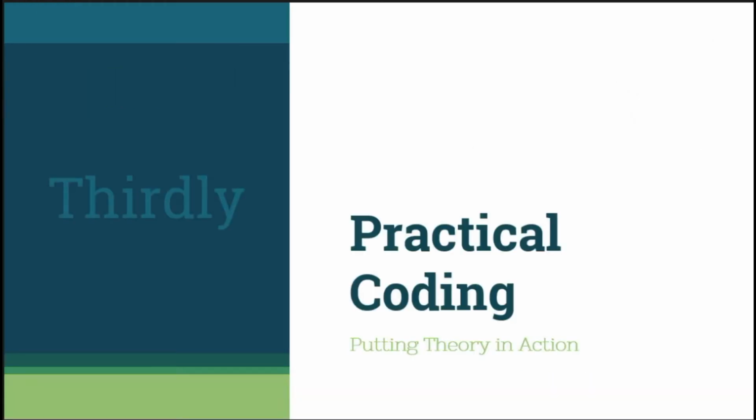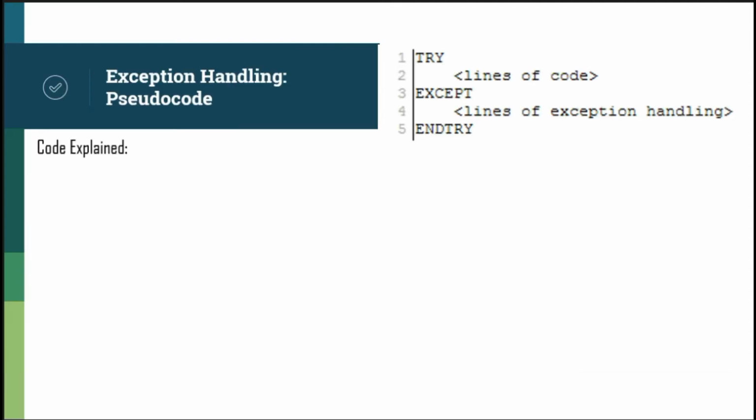Okay, thirdly, practical coding. This is the part where, this is the meat of the syllabus point, putting theory into action. So, exception handling pseudocode. Basically it's just 5 lines of code. This is literally it: it's try, except, and end try.